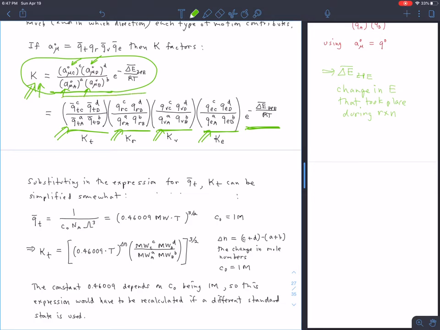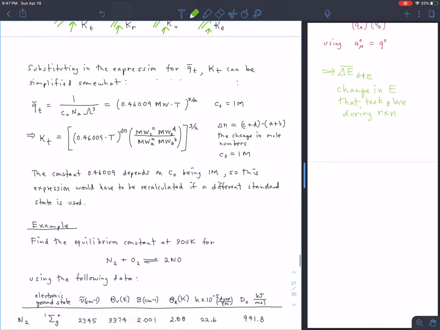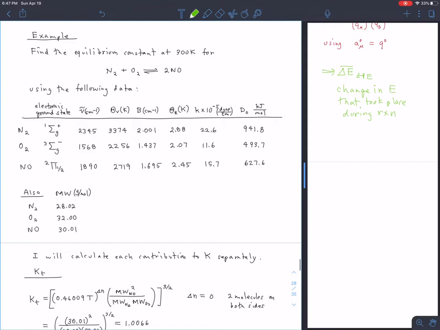I'll use these definitions down below so that we get a feeling for how much the translations, the rotations, the vibrations, and the electronic degrees of freedom are contributing to the overall equilibrium constant for a given chemical reaction. We'll do a chemical reaction calculation down below to see that. All right, here's our example finally. Here's the chemical reaction we're going to do our calculation with.